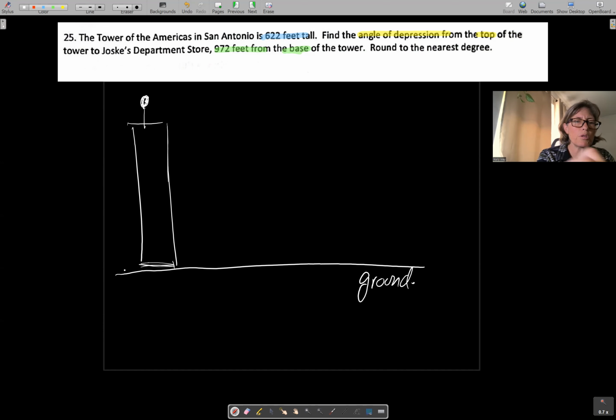No idea what the tower looks like, but I'm assuming if it's tall, it has some sort of little antenna on it of sorts. Cell phone antenna, radio antenna, something like that. And it is 622 feet tall. And cross stuff out as I account for it.